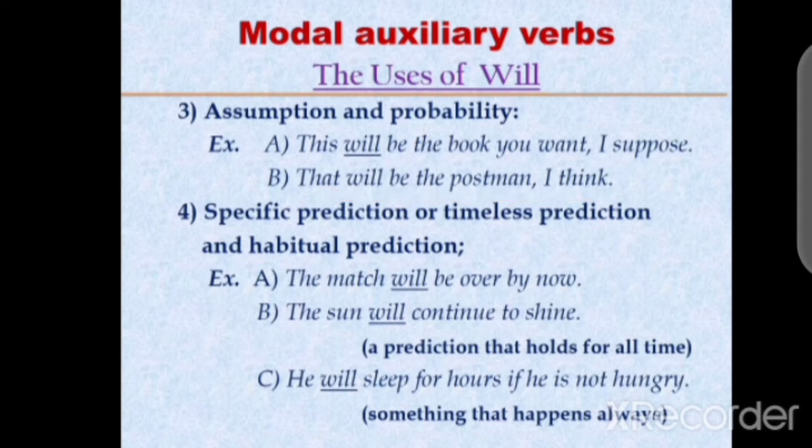Next rule, will is used for specific prediction, timeless prediction and habitual prediction. For example, the match will be over by now. So this example indicates specific prediction. The sun will continue to shine. So a prediction that holds for all time. Next example, he will sleep for hours if he is not hungry. So something that happens always.